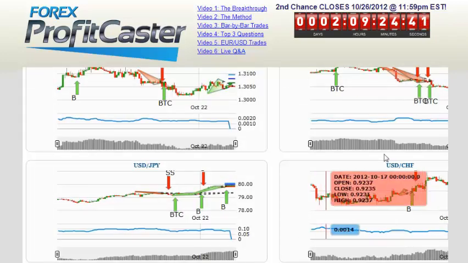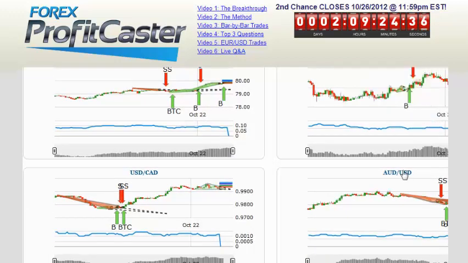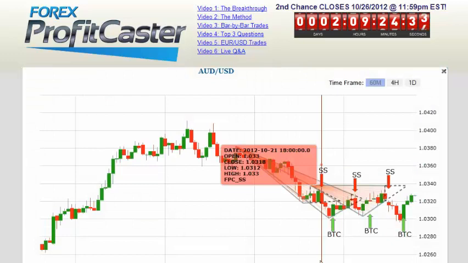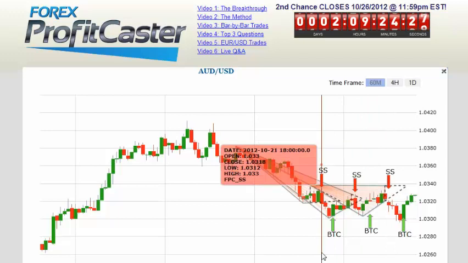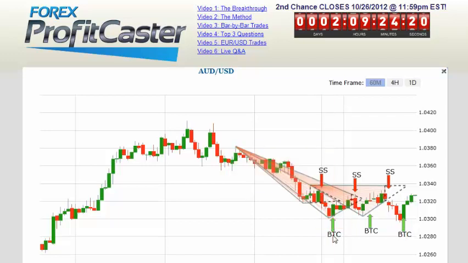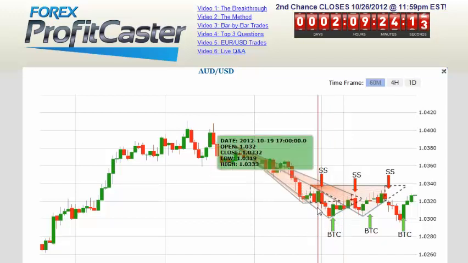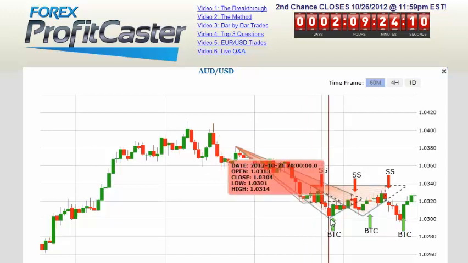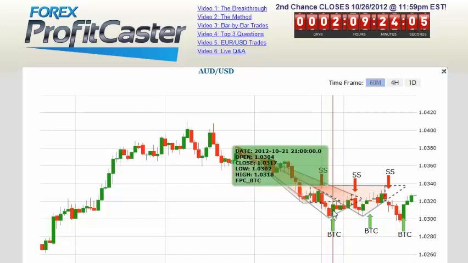Okay, let's pick another one. Scroll on down here. Let's do the Australian US dollar. This one we've actually got 3 sell shorts in a row, it looks like. This one was back on 10/21, 1800 hours, selling short right here and covering for a quick, nice profit. The average true range was 13 pips at that point, and the market dropped about 20. So the first half profit was 13 pips, the second half would have been about 6 pips.